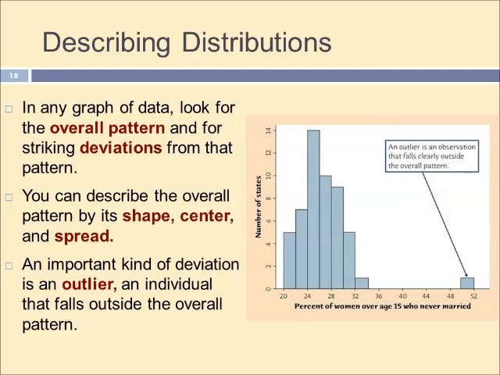Now, describing distributions. In any graph of data, we're looking for the overall pattern and for any striking deviations from the pattern. We can often describe the overall pattern by its shape, center, and spread. An important kind of deviation is called an outlier, and that's an individual that falls outside the overall pattern. So in this case, the class on the far right appears to be an outlier because it's far different from the rest of the pattern.